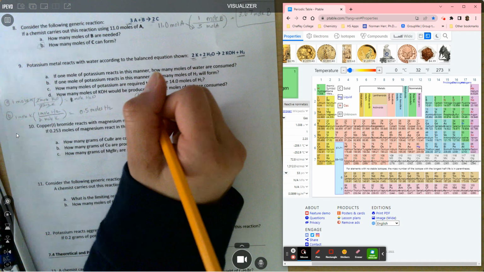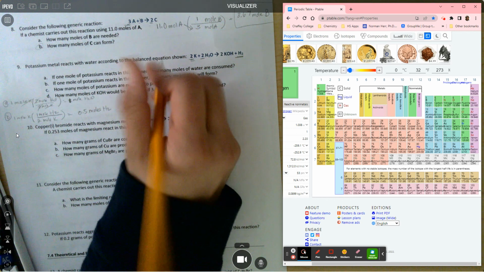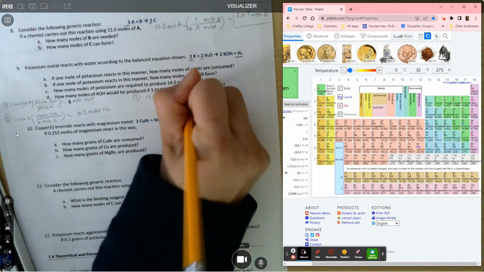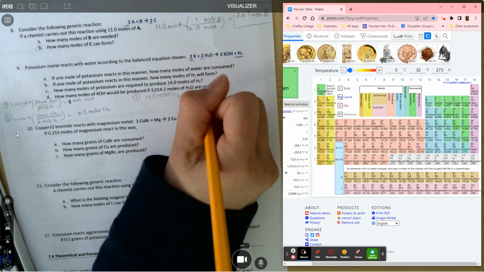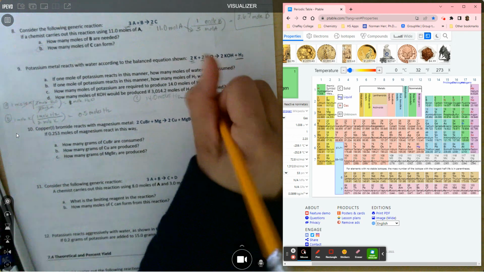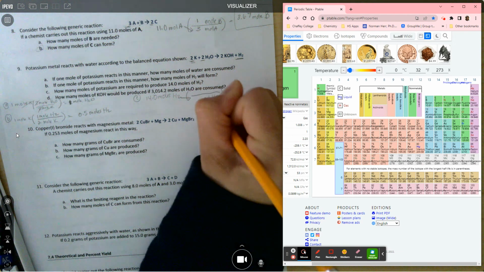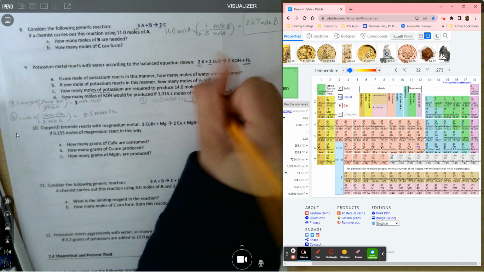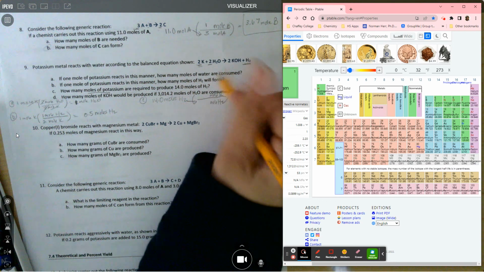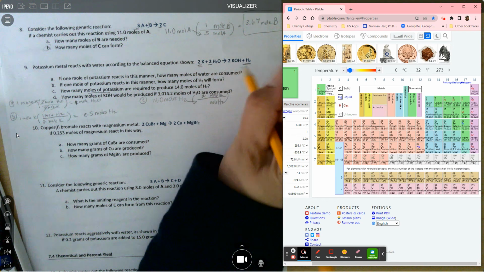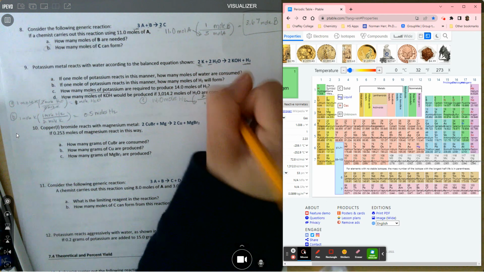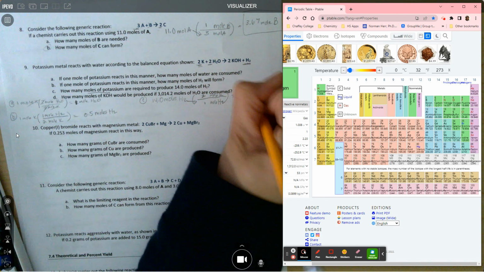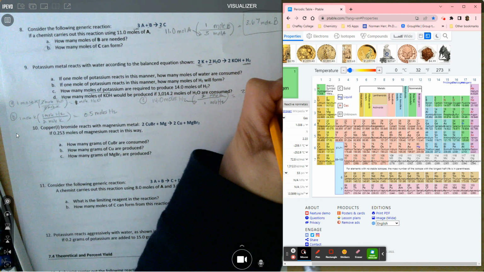C says how many moles of potassium are required to produce 14 moles of H2. So now we're going to start with 14.0 moles of H2, and we're going to bring this unit down. Shwing! So we have moles of hydrogen right there at the bottom, and we want to know moles of potassium. Moles of potassium goes on top. I have 2 moles of potassium and 1 mole of dihydrogen. So I'm left with 14 multiplied by 2, which is going to equal 28 moles of potassium.